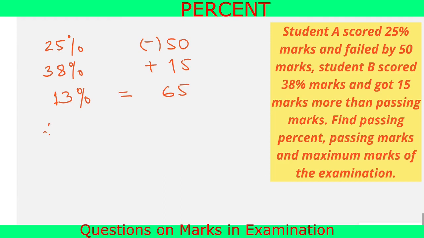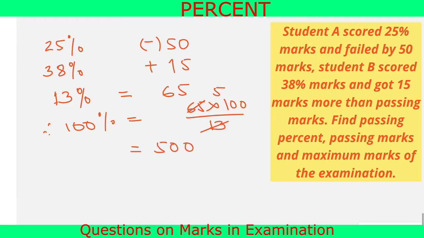Therefore 100% will give us the total marks, that is 65 multiplied by 100 divided by 13. 13 divides 65 five times. So this gives us 500 marks. So the maximum marks are 500 marks. Now we have to find the passing marks.